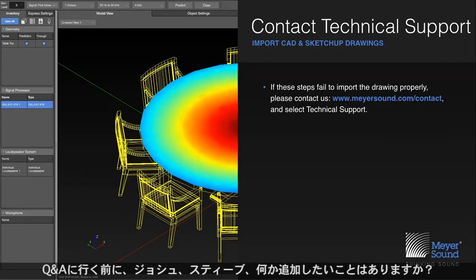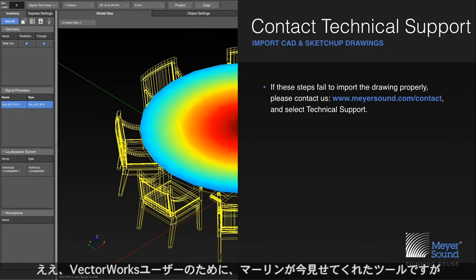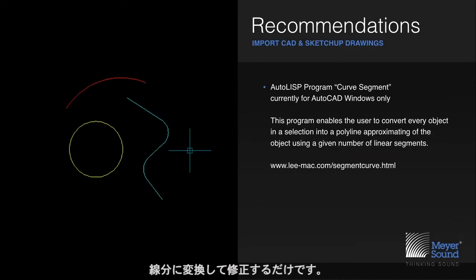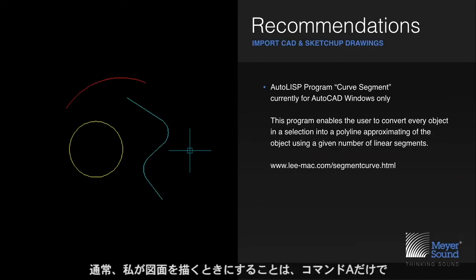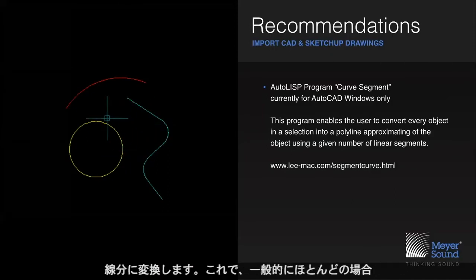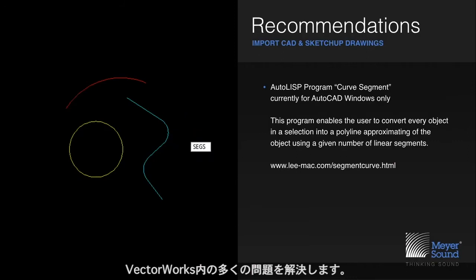So before we open up Q&A, Josh and Steve, anything that you would like to add at this point? Yeah, actually, for Vectorworks users out there, that tool that Merlin just showed, there's a similar tool built in to Vectorworks. All you do is go to Modify and then Convert to lines. Typically, what I do with the drawing is just Command A, and that's the first thing I do. I Command A in Vectorworks, go to the Modify window, convert to lines, and that generally most of the time takes care of a lot of the problems within Vectorworks.